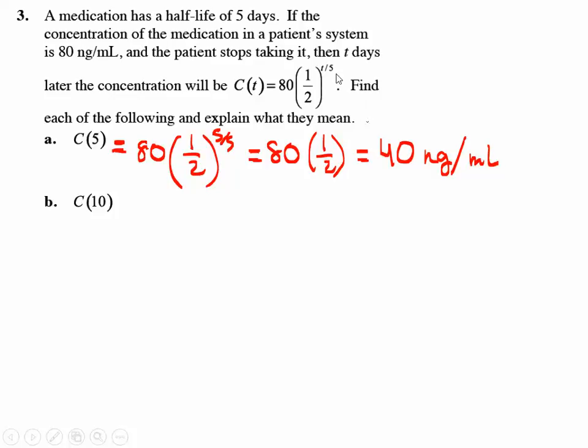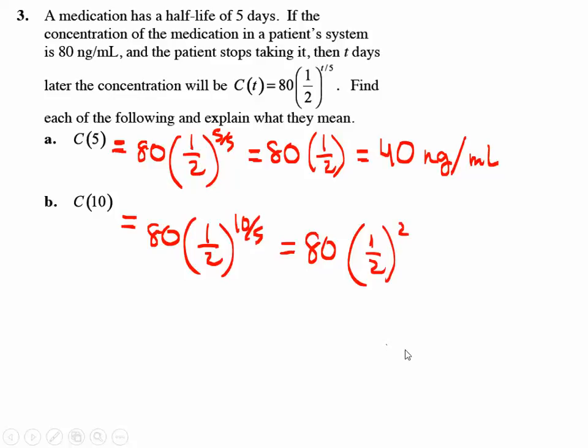This is called an exponential equation. We'll get those in chapter 8. Here we're just plugging in values. So C of 10, plug in a 10 over here. 10 divided by 5 is a 2. In this case it's going to be 1/2, and you have to square it first before you do anything else. That makes 80 times 1/4, because a half times a half, and then 80 times a fourth will give you 20.